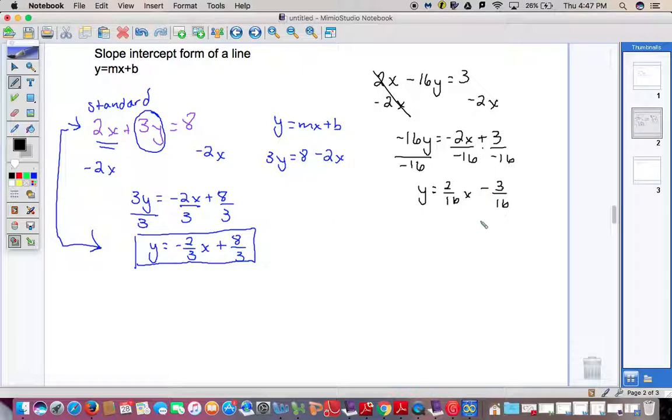Now our problem is we've got a fraction in here that needs to be simplified. The solution is not completely done until you have reduced your fraction. So 2/16 can be reduced to 1/8, so I have y equals 1/8 x minus 3/16, and that would be my final answer. Most equations we want to be written in slope-intercept form just because it's easy to graph and easy for us to compare the slopes and the y-intercepts. That's important when we're talking about parallel and perpendicular lines, mostly parallel lines.